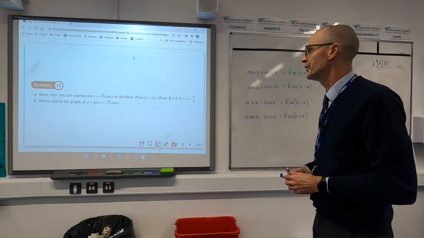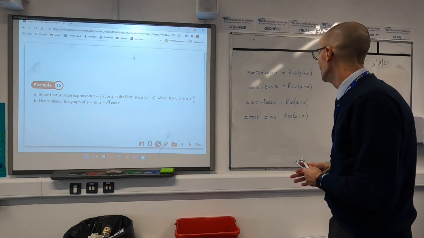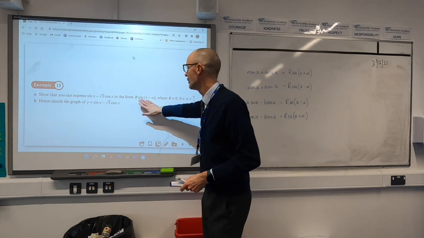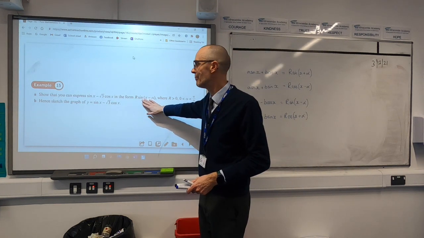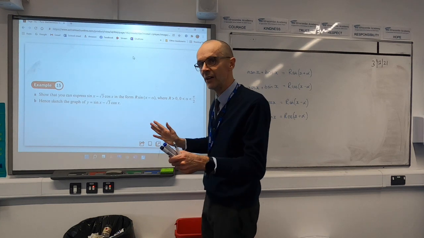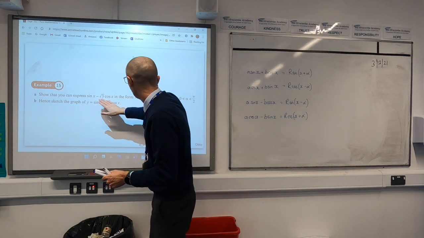So here we go, first example. They want us to do one of these, but they've told us how they want it written. So I haven't got to worry about remembering whether this is a plus or a minus. Have they lined it up? Yes, they have. Sine and sine.